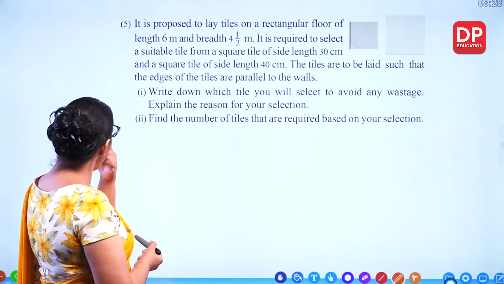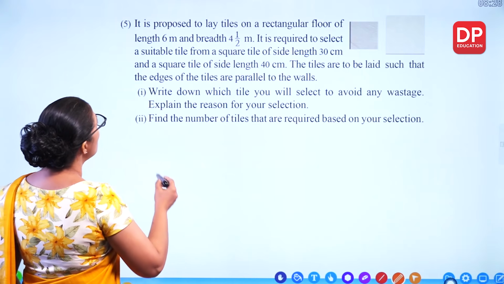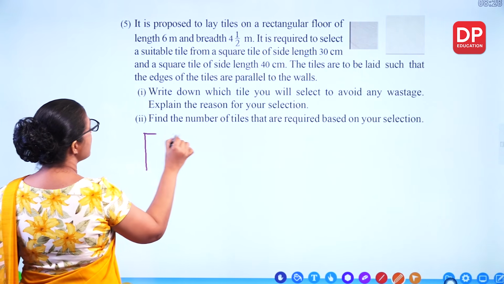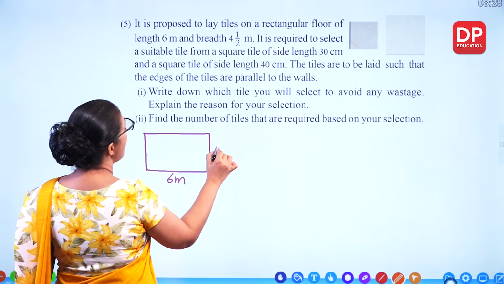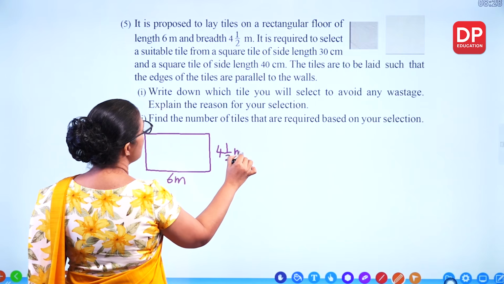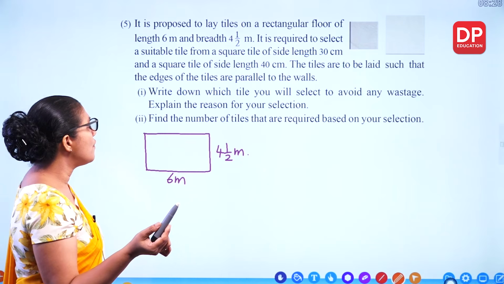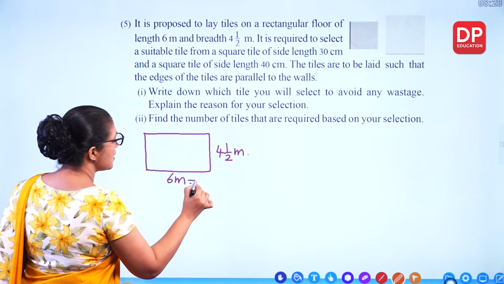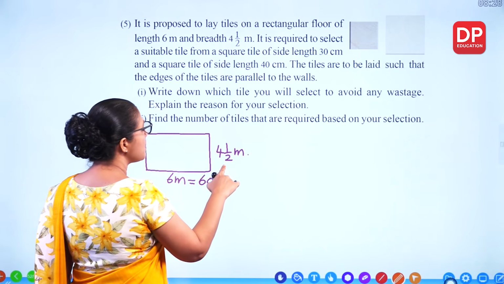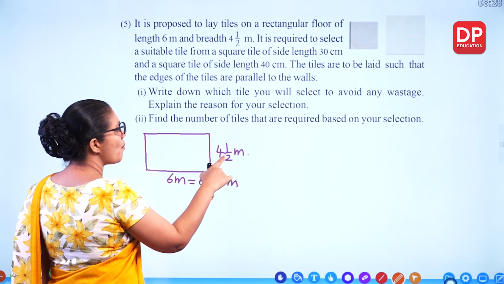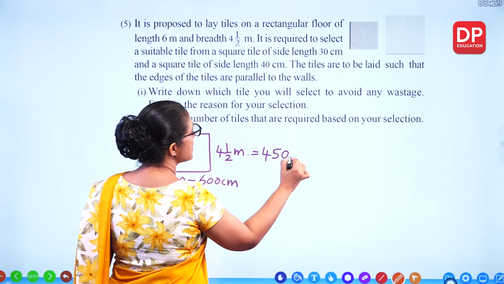So what's the area of the floor? So now when you take the rectangle, 6 meter length and 4.5 meters width is there. So here this is in meters. The tiles are in centimeters. So we'll convert to centimeters first. This is 600 centimeters, multiplied by 100. When you multiply by 100, what you get? This is 4.5 multiplied by 100, 450 centimeters.